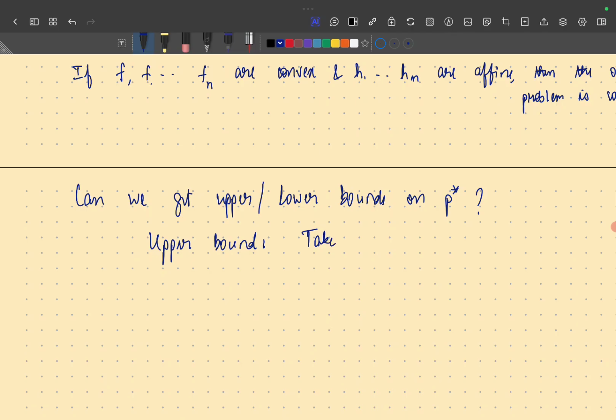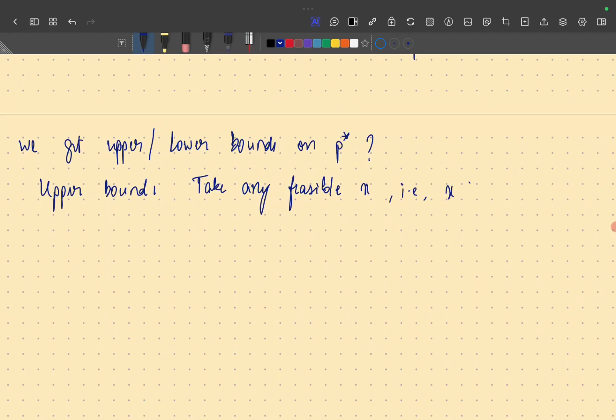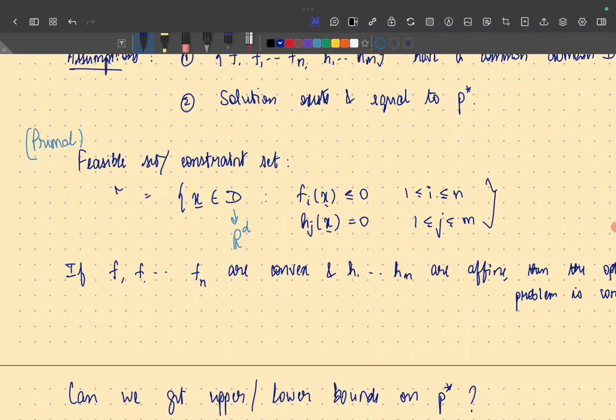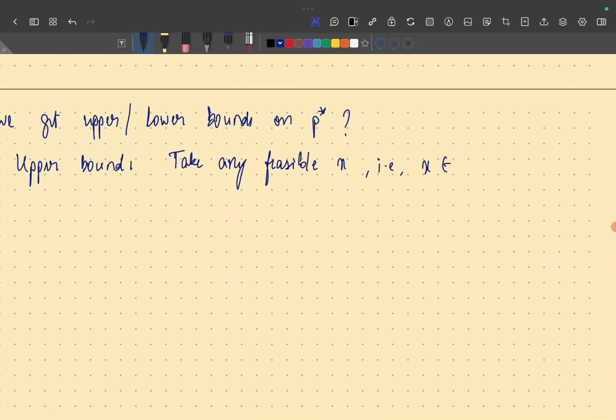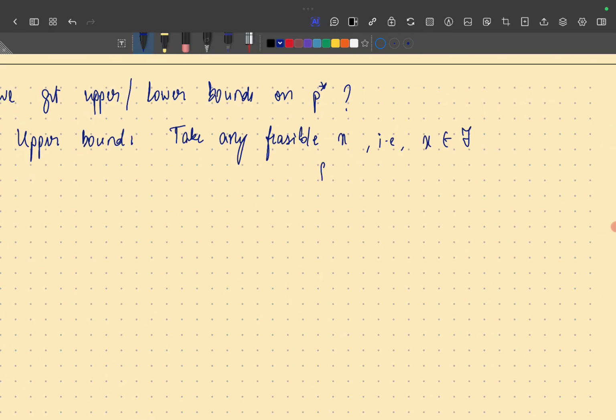So take any feasible x, that is, take any x that lies in the feasible set. Let me have some notation for this. I'll call this script f. So script f is the feasible set. So take any feasible x, and f of x is an upper bound.